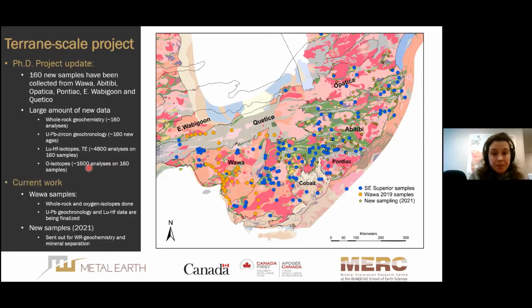And if we look at the current work, I'm now in a position where the whole rock and oxygen isotopes have been done. The uranium-lead geochronology and the lutetium-hafnium data are still in a stage where they're being finalized. And if we look at the new samples coming in from 2021, we have sent them out for whole rock geochemistry and mineral separation. So the next step for me would be to finalize these ages and get the lutetium-hafnium data so that I can look into what samples I want to collect the sulfur isotopes from.